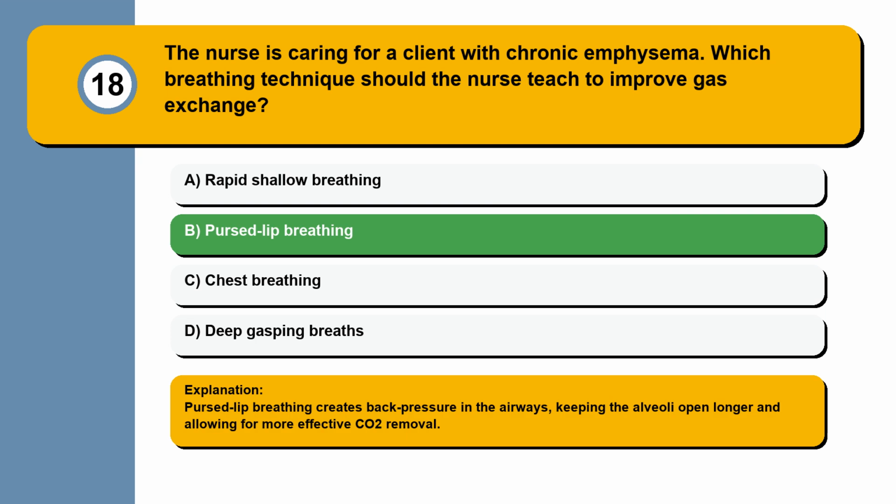Pursed lip breathing creates back pressure in the airways, keeping the alveoli open longer and allowing for more effective CO2 removal.